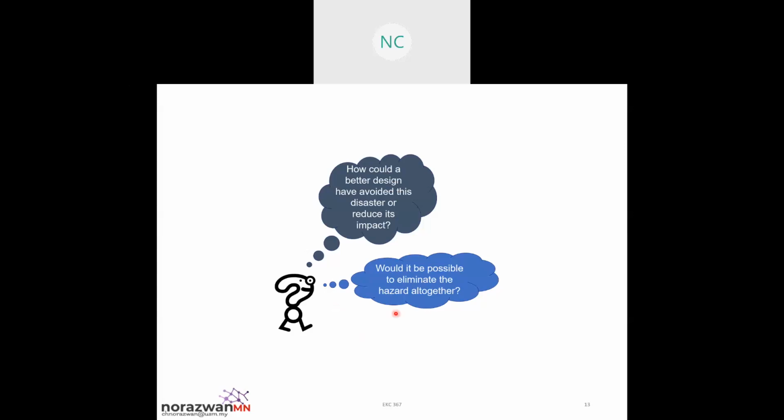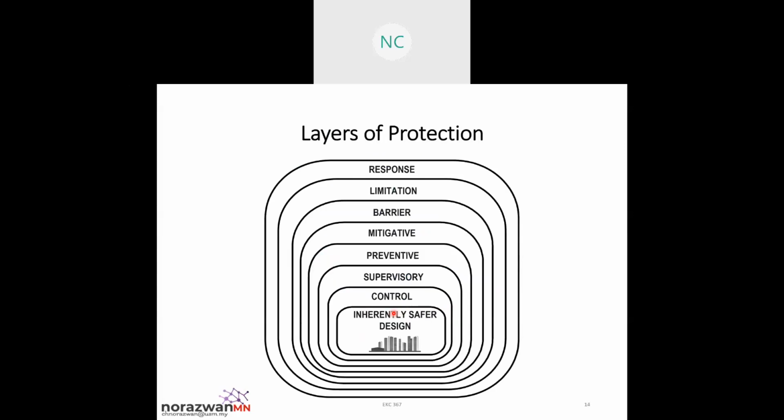All right. So this is the layer of protection that I've shown you during our last meeting in Telegram. You have your ISD here. This is the first layer of protection for your plant design. It all starts here, during the design of your plant. Then you have your control, supervisory, preventive, mitigative, barrier, limitation, and response.